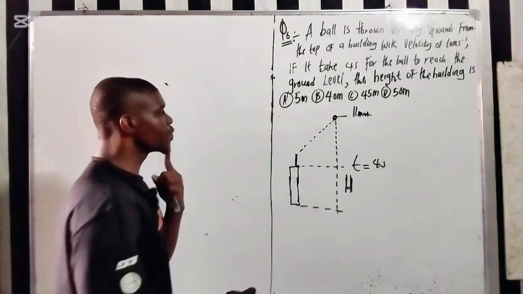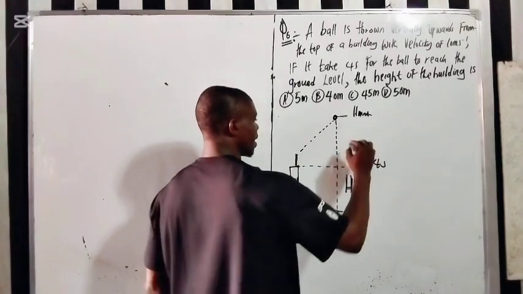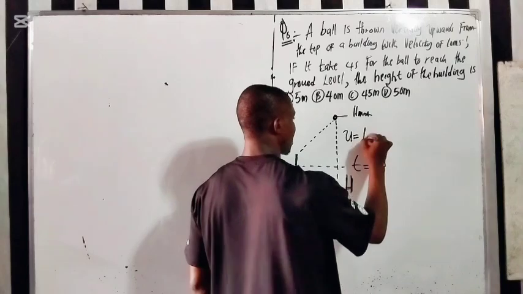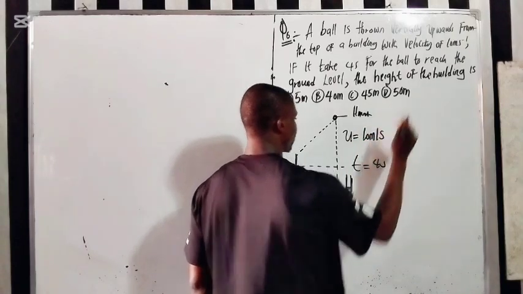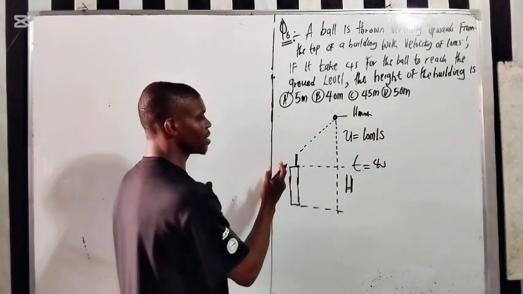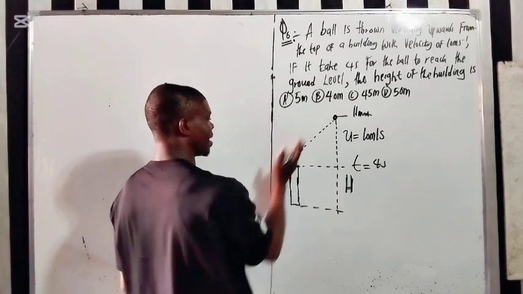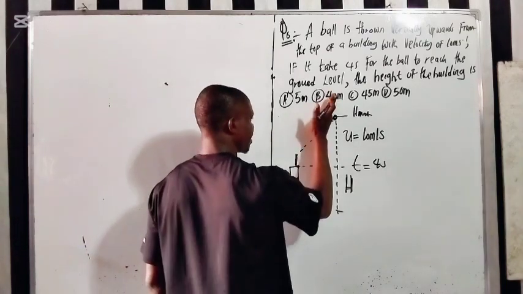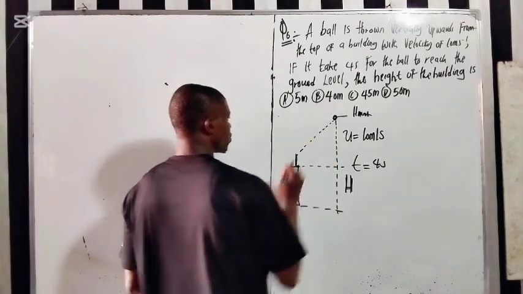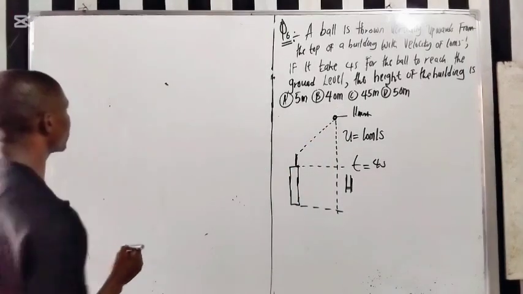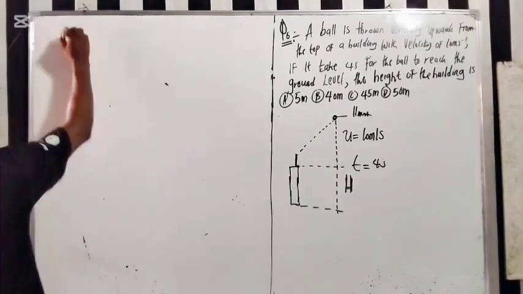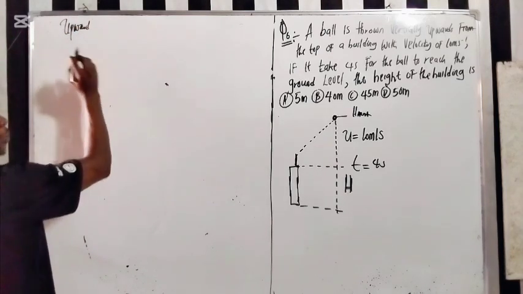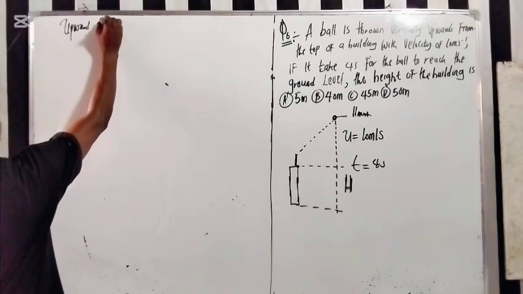Can you see that? So the initial velocity here is 10 meters per second. Therefore we need to calculate the height the ball travels when it's thrown. So throw here, you need to calculate the height. So now we have to use this formula here. The formula we have to use is for upward motion.